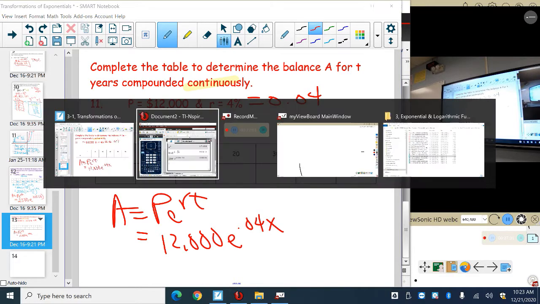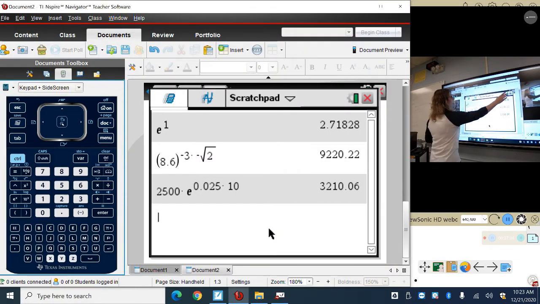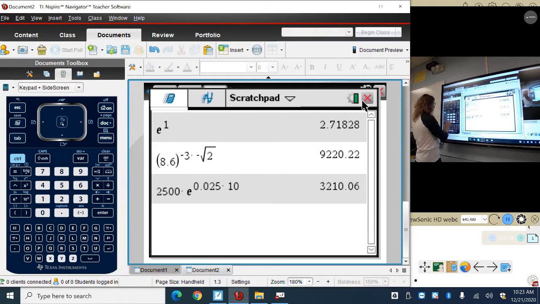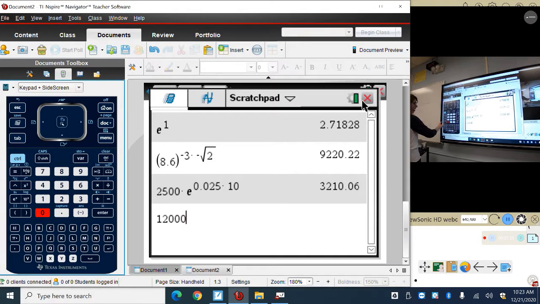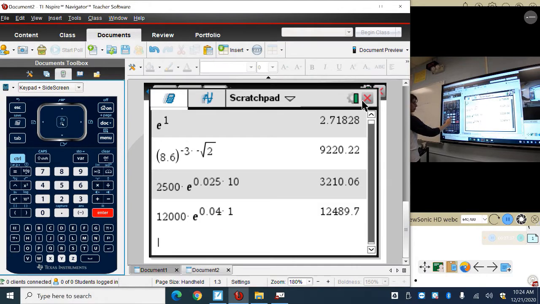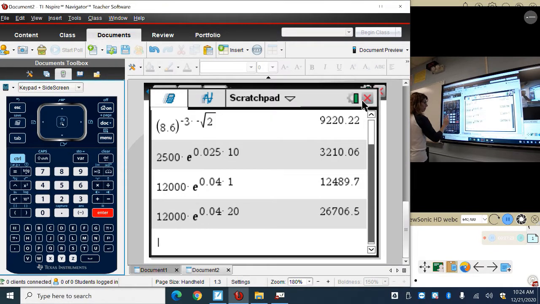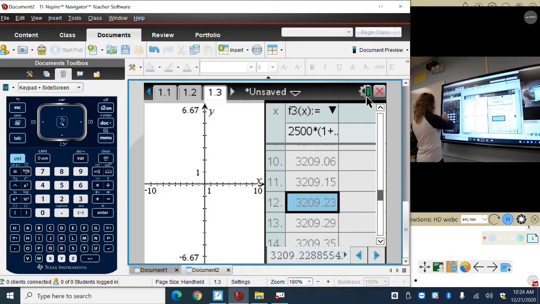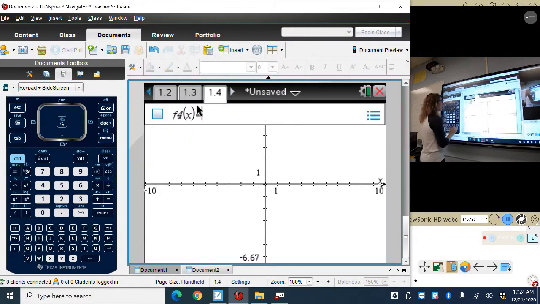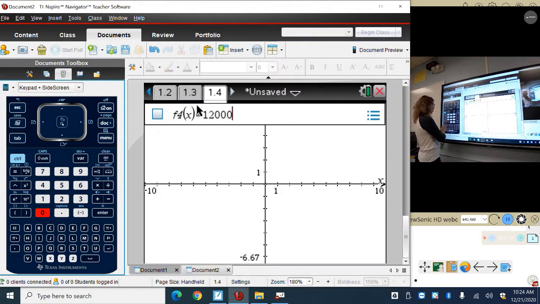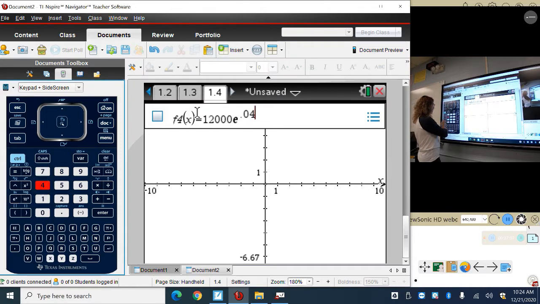So I can go ahead and go to my graphing calculator, and you can plug and chug if you want to. My amount that I put in there is 12,000, and that's going to be e raised to the 0.04 times 1. Arrow up, grab that. You can change the 1 to a 2 or a 20, and then you're going to get that. Okay? I like to do it a little bit differently. I like to add another graphs page, and type that value in there, 12,000 e to the 0.04x.